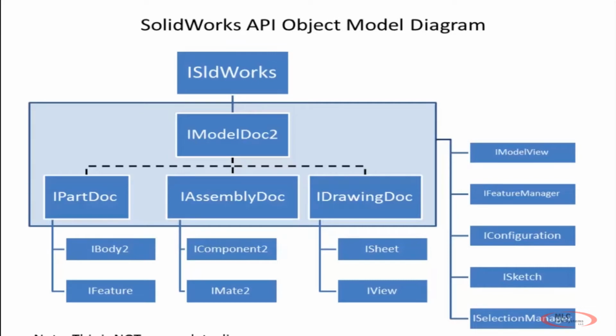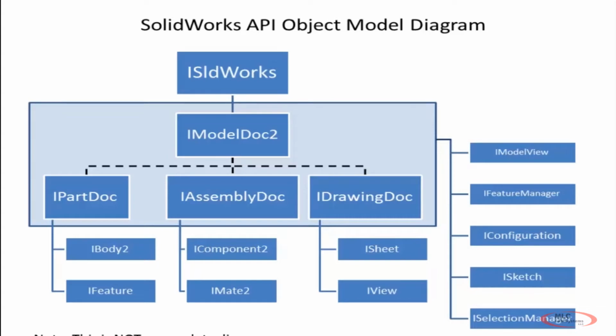And then within those interfaces, there's going to be even deeper interfaces that correspond to objects that are only available in particular part documents. So for example, within an assembly, there is iComponent2. Well, you would expect that to be accessed through iAssemblyDoc and not iDrawingDoc. And likewise with iView and that kind of thing.